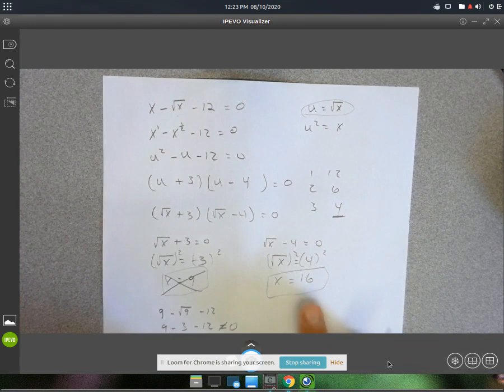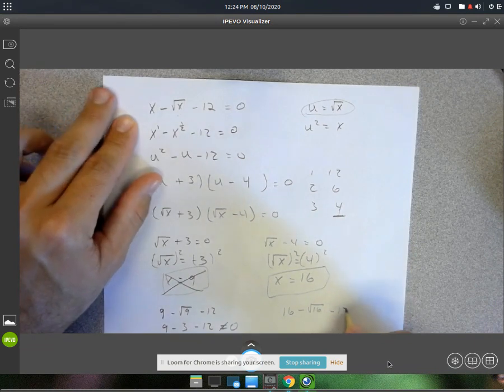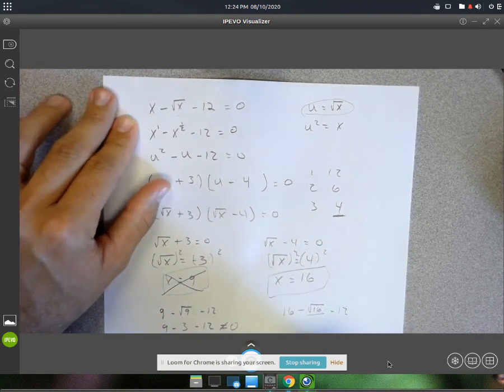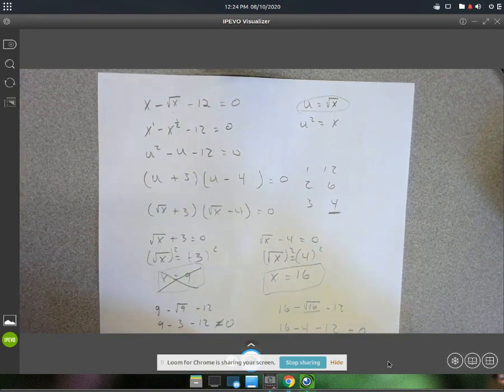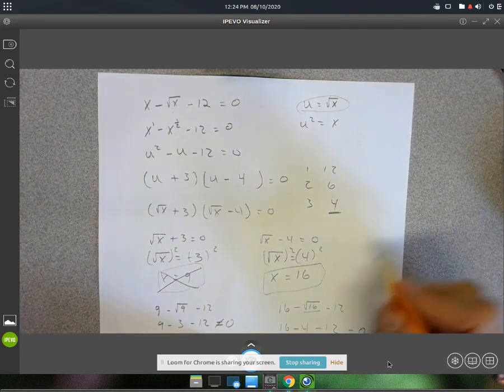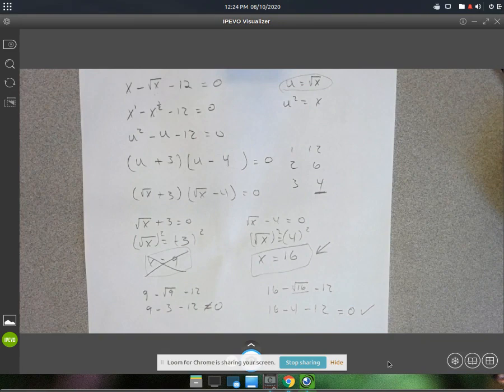Let's try this one. 16 for x minus the square root of 16 minus 12. That's a 4. 16 minus 4 minus 12. 12 minus 12, yep, that does equal 0, so it checks out. So this is my only solution.